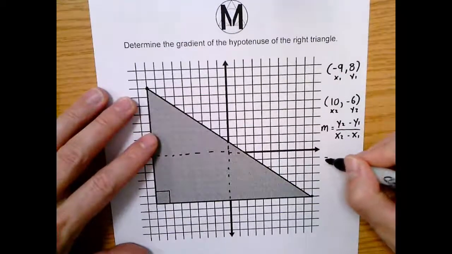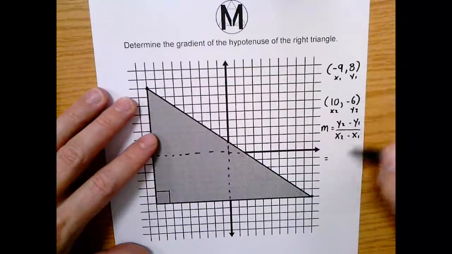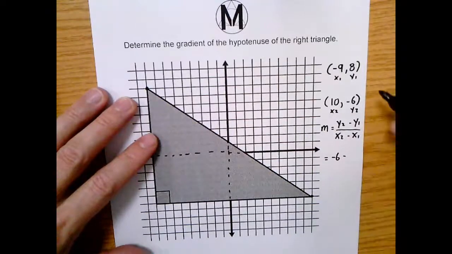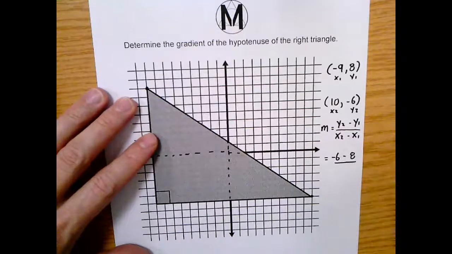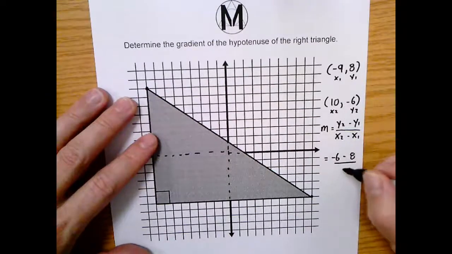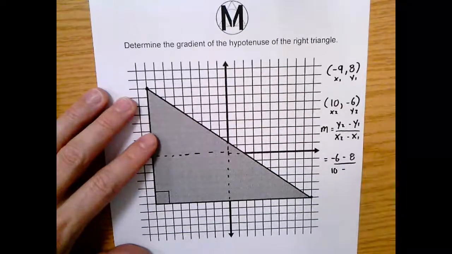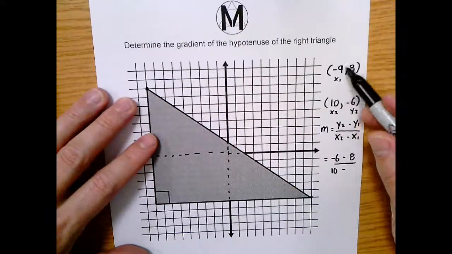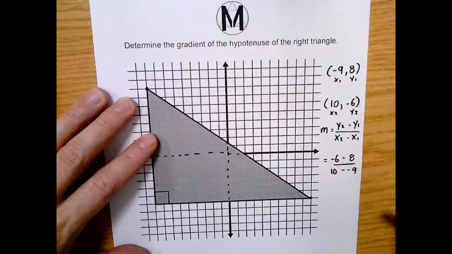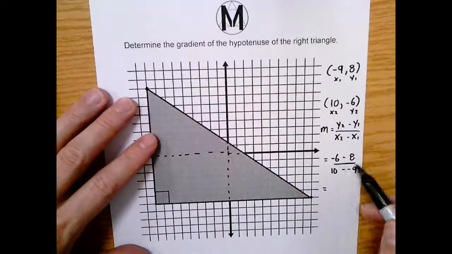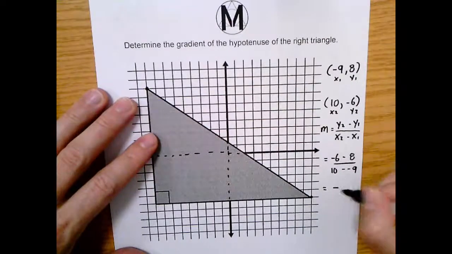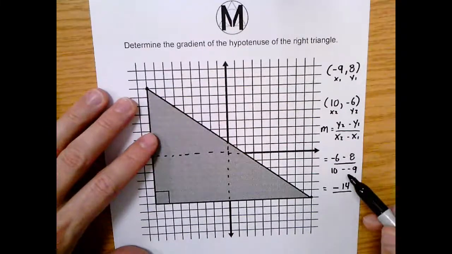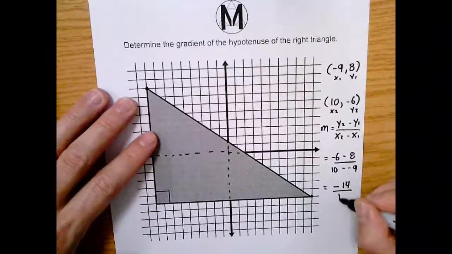So here we go. My y sub 2 value is -6. My y sub 1 value is 8. There we go. And my x sub 2 value is 10. And we're minusing. And my x sub 1 value is -9. Okay, so here we go. -6 minus 8 is what? Well, that's -14. And 10 minus -9 is just like saying 10 plus 9, so that is 19.